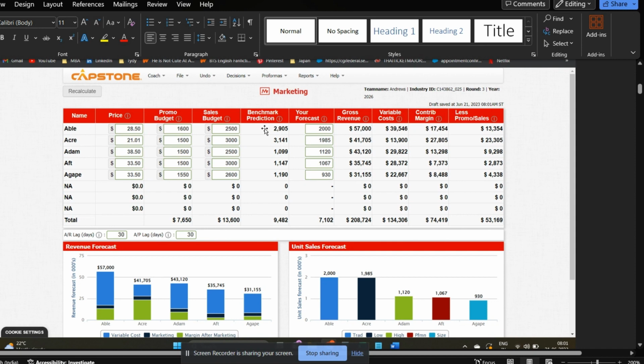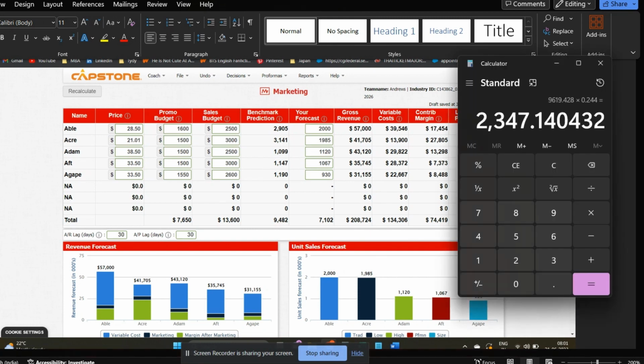There's already something called benchmark prediction, which is predicted by the system for you, which is definitely not accurate, so don't blindly copy this. Do the calculation which I just taught you and put the number here. I have put a whole number nearest to my calculated number, which is 2347, but I've reduced it. I did not want to overestimate my sales. So this is the value I've given, which is the closest. Similarly, you want to do the calculations for all the other products.